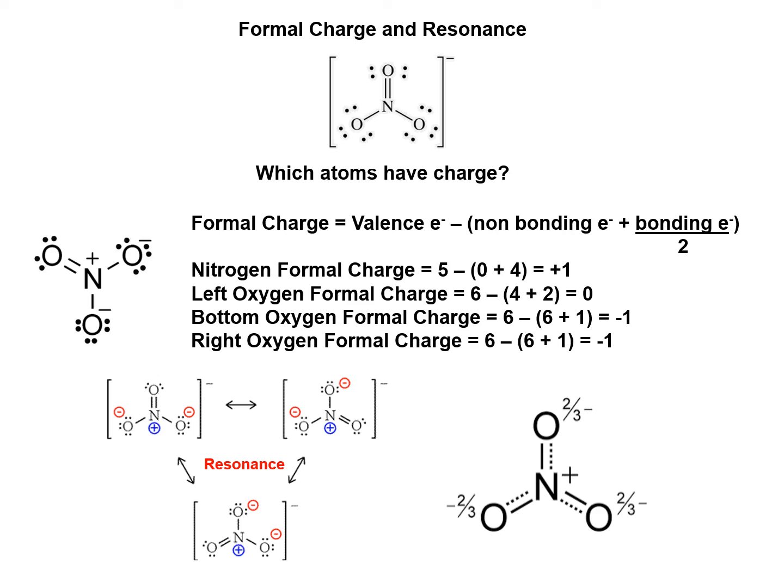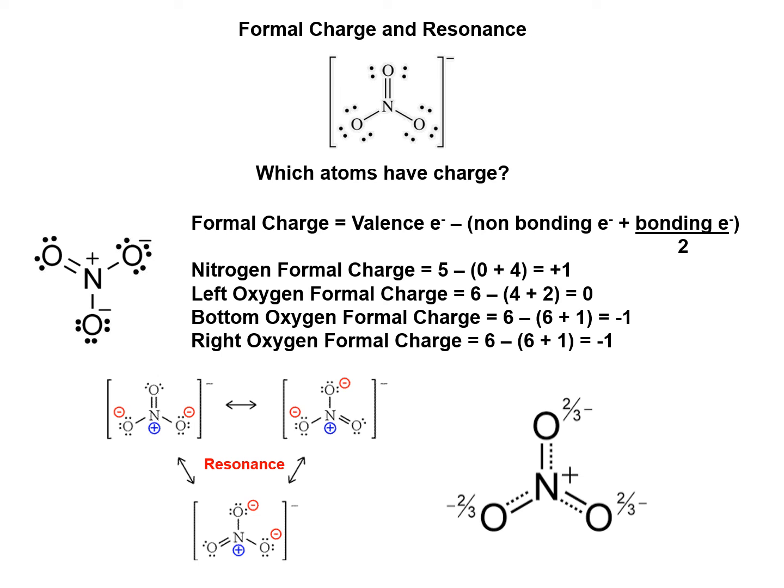If we look at the bottom and right oxygen, the valence shell electron count is 6. If we look at the non-bonding electrons, there are 6. Those are the dots. And if we look at the number of bonds, there's 1. 6 plus 1 is 7. 6 minus 7 is -1. So the formal charge on the bottom and right oxygens is -1 per atom.